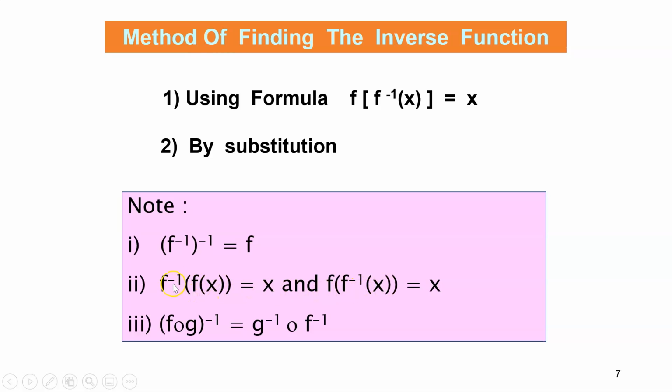Whenever you change the position of f inverse and the original f, you'll get the same answer, which is x. And the third one, remember, this is not O, okay? This is actually the symbol of composite function from what we have learned in the second subtopic. The inverse of the composite function f dot g gives you g inverse composite with f inverse. Okay, this is how you write down a composite function and its inverse.